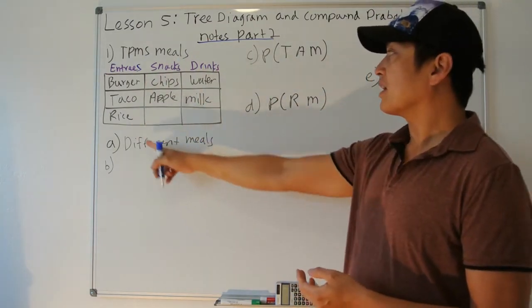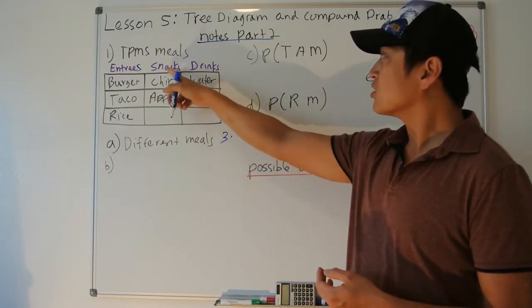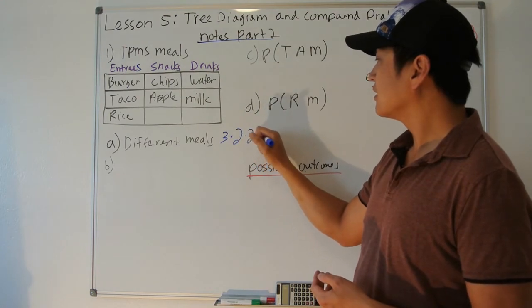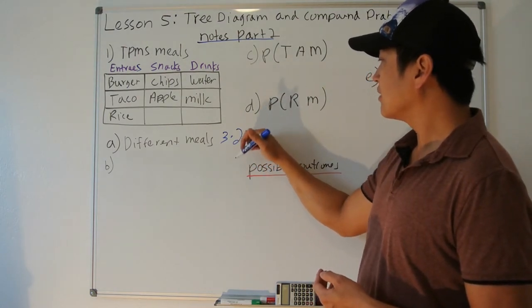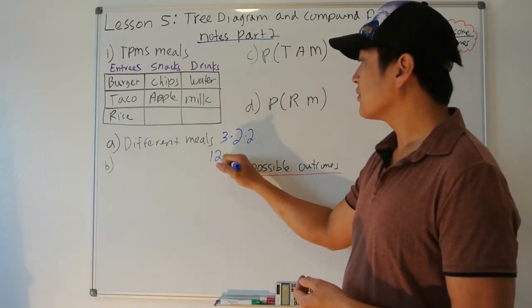So again, 3 is our first option for entrees, 2 for snacks, and then 2 for drinks. I'll write it down here. So you get 3 times 2 is 6, 6 times 2, so it'll be 12 different meals.